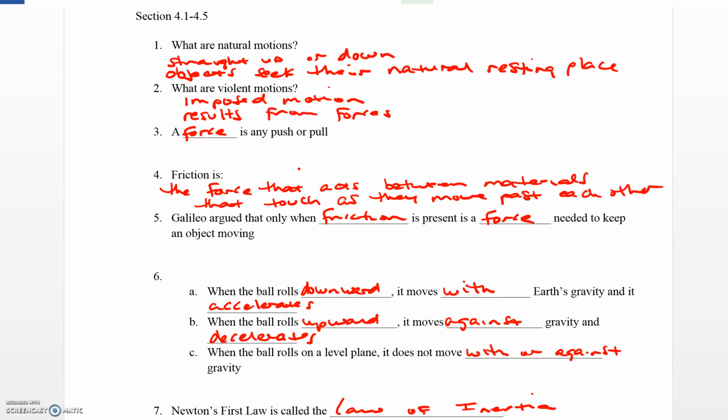Number 6 was a diagram that was in the book, and it said when a ball rolls downward, it moves with the Earth's gravity and it accelerates. Then we had when a ball rolls upward, it moves against gravity and it decelerates. And the last part said, if a ball rolls on a level plane, it does not move with or against gravity. And then the last question here on the screen says Newton's first law is also called the law of inertia.